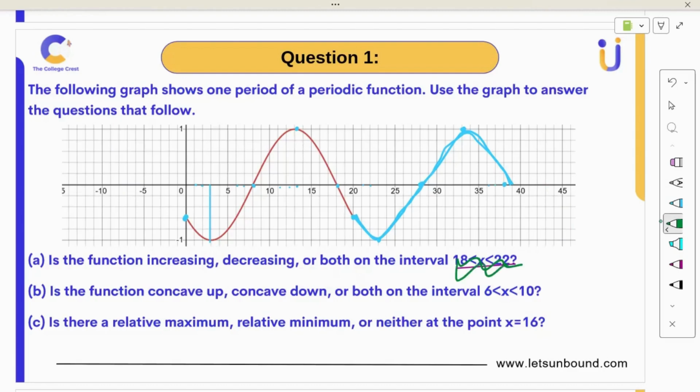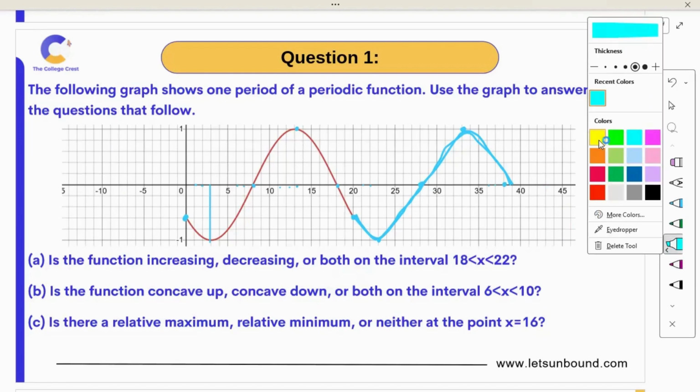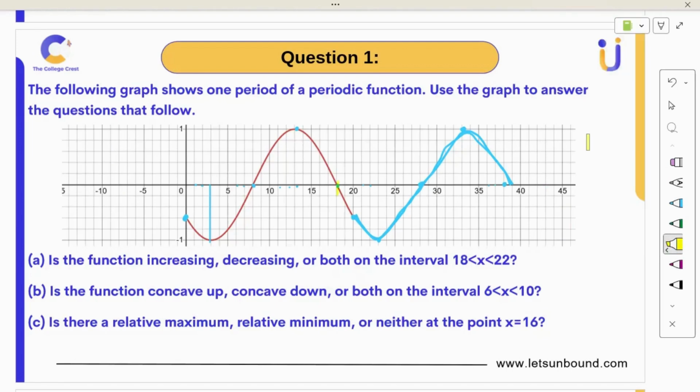18 to 22, is it increasing or decreasing? Like we did in the first unit, right? Increasing, decreasing natures. So let's see. So 18 to 22. This is my 18, correct? And this is my 22, 21, 22 here. So what do you observe? It's completely decreasing, correct? So we can say it's decreasing.